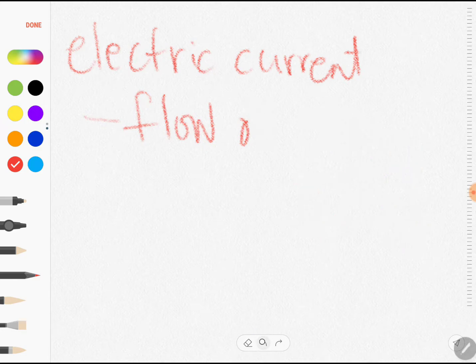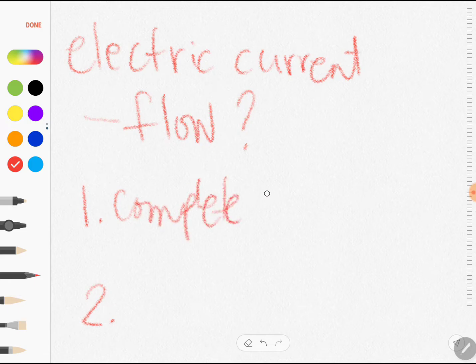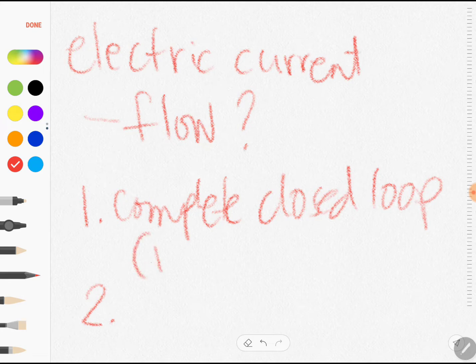Okay, wait. When will electric current flow? There are two conditions that we need to meet in order for electric current to flow. Number one, there should be a complete closed loop in the circuit. A complete closed loop from the positive terminal of the circuit or the power source, such as the battery, to the negative terminal. Again, complete closed loop from the positive terminal to the negative terminal.